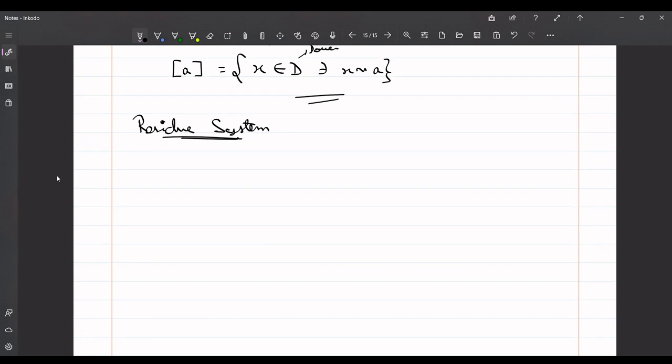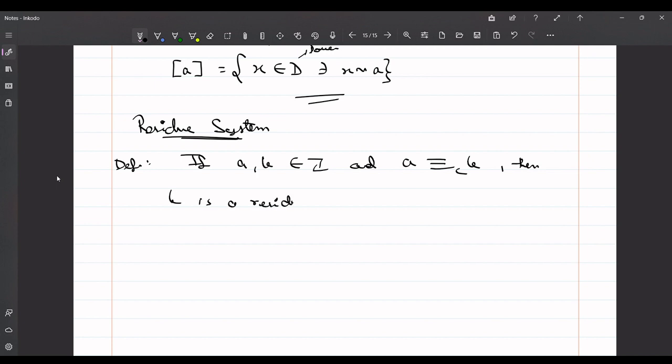Okay. So, see, I'm giving the definition here of a residue system. If A and B both are integers and A is congruent to B modulo C, then B is a residue of A modulo C. Is it clear? Got it? Yeah, so this is the definition of a residue. And the collection of all the residues gives you a residue system. Okay?